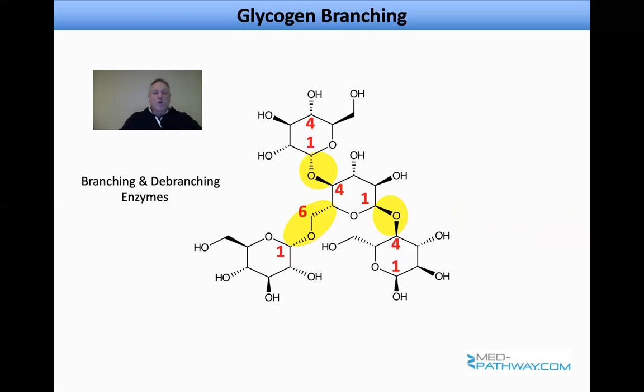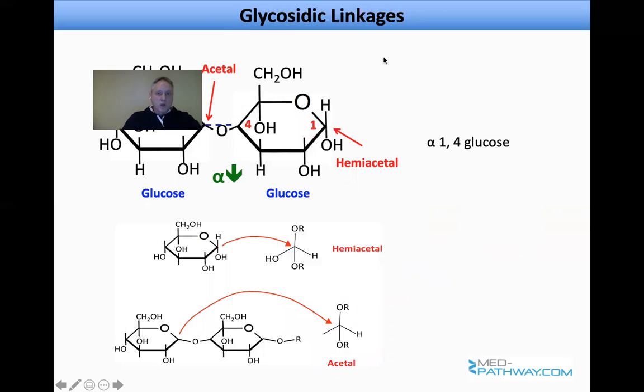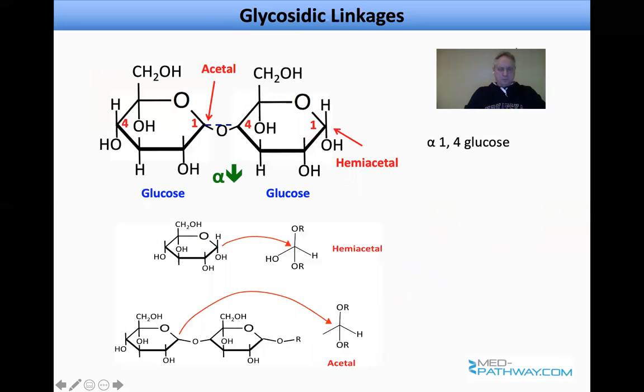So glycogen branches. We've seen the 1-4 chain here. We also see 1-6 chains. And so branching serves an important function. What you're going to get is a really giant branched chain molecule. So if we look at these linkages further, we discussed alpha 1,4. This is an acetal right here.